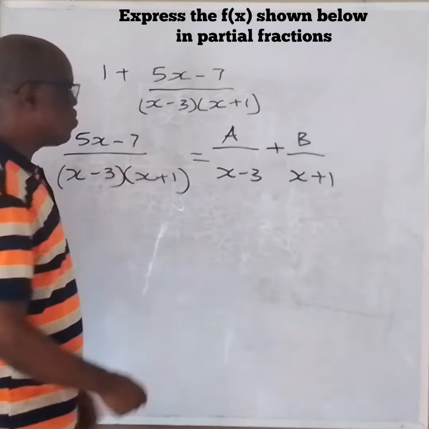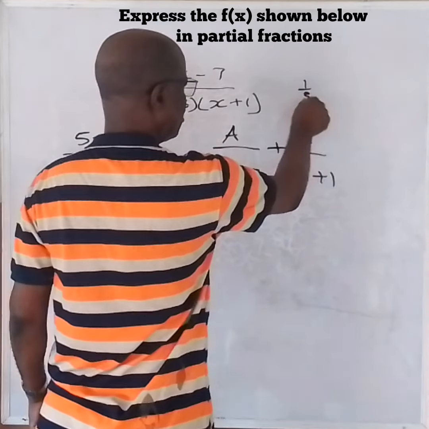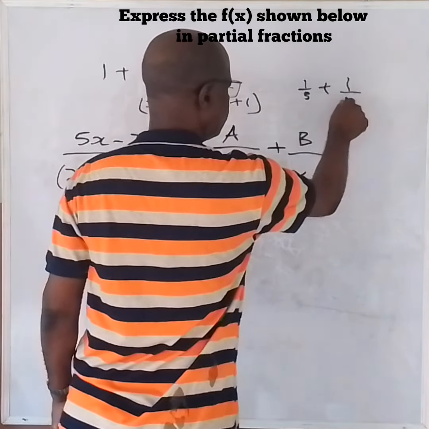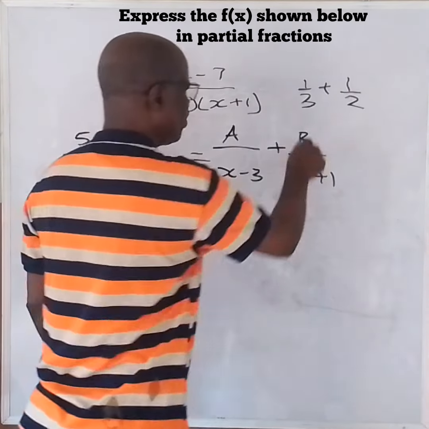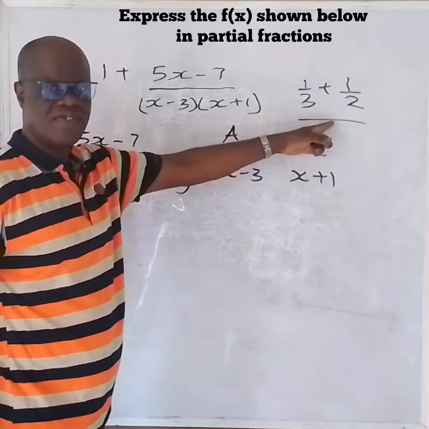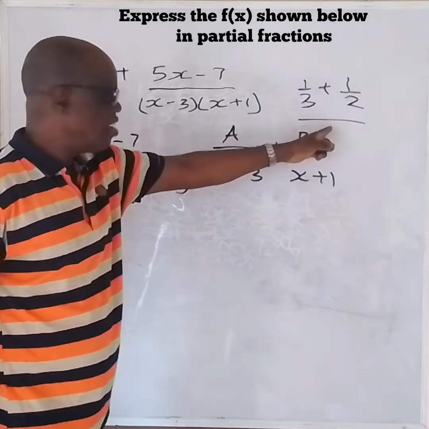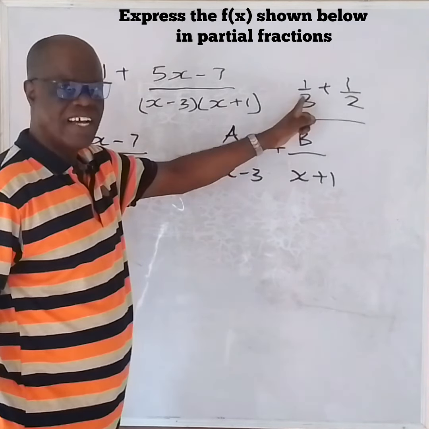Now, don't forget that in our elementary class, when you have something like 1 over 3 plus 1 over 2, you find the LCM. The LCM here is 6, as 3 multiplied by 2 is 6. So you get the LCM, and then you begin to divide the LCM by the denominators.